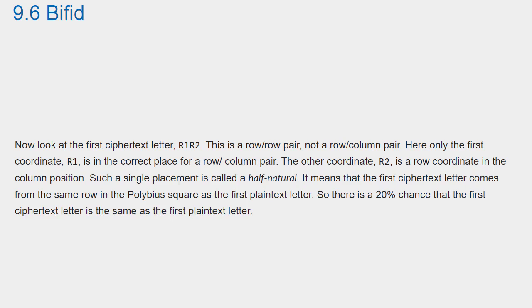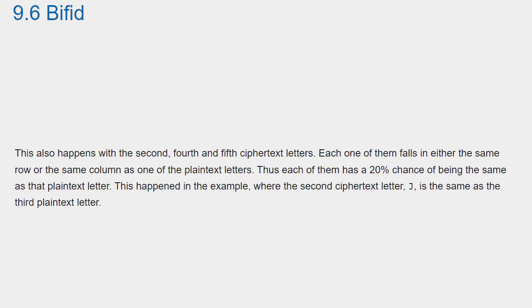Now look at the first ciphertext letter, R1, R2. This is a row/row pair, not a row/column pair. Here, only the first coordinate, R1, is in the correct place for a row/column pair. The other coordinate, R2, is a row coordinate in the column position. Such a single placement is called a half-natural. It means that the first ciphertext letter comes from the same row in the Polybius square as the first plaintext letter. So there is a 20% chance that the first ciphertext letter is the same as the first plaintext letter.